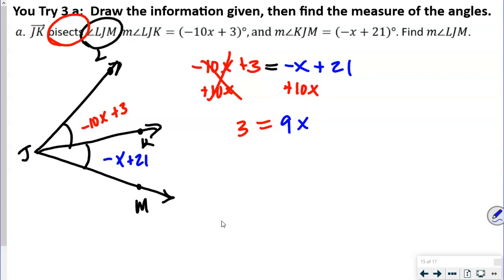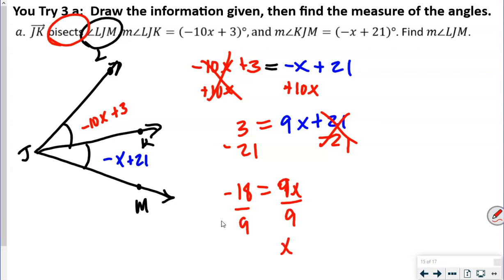Plus 21. So now we're going to subtract the 21 from both sides. So minus 21, minus 21. 21's gone from there. So 21 minus 3 is 18. So negative 18 is equal to 9x. And then we're going to divide both sides by the 9, because you always do the opposite operation, right? So that means x is equal to negative 2.